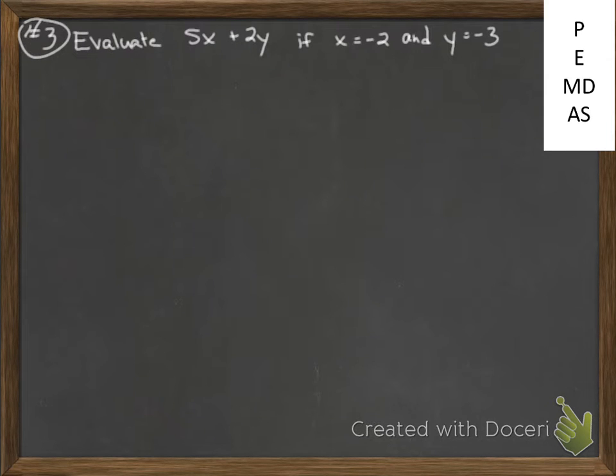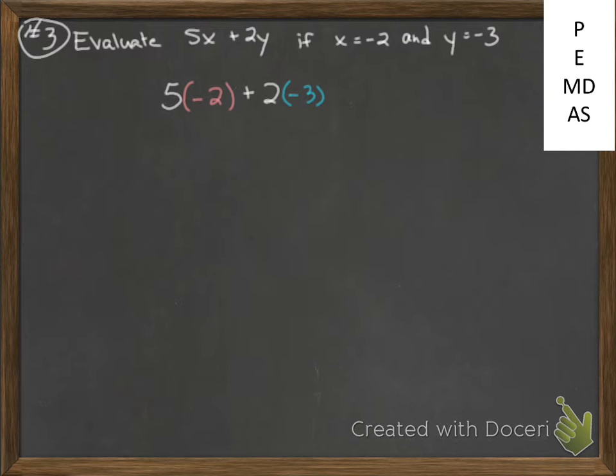Evaluate 5x plus 2y if x is equal to negative 2 and y is negative 3. So wherever I see an x, I'm going to write negative 2. I'm also going to enclose it in parentheses just to preserve the operation between the 5 and the x, which is supposed to be multiplication. Hopefully you guys can see that. And then for the y is negative 3. And again, I'm going to enclose that in parentheses to preserve the operation of multiplication. So we have 5 times negative 2 plus 2 times negative 3.